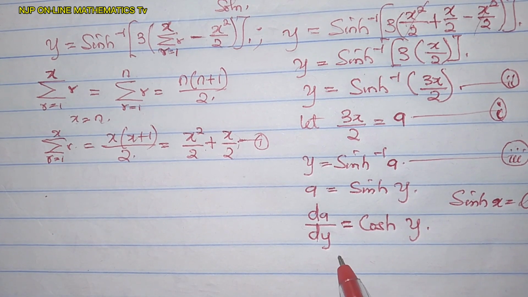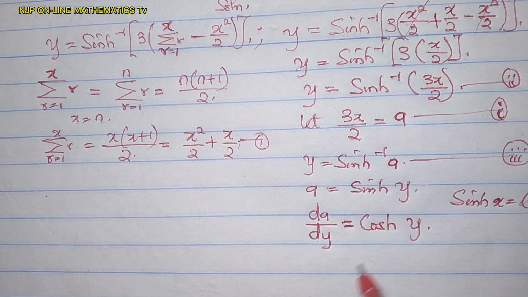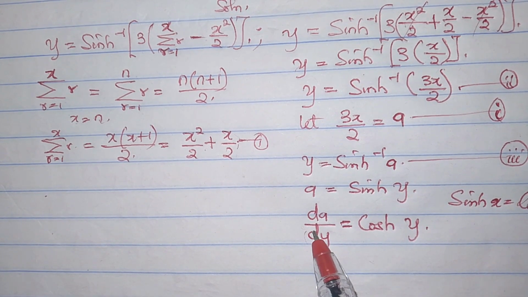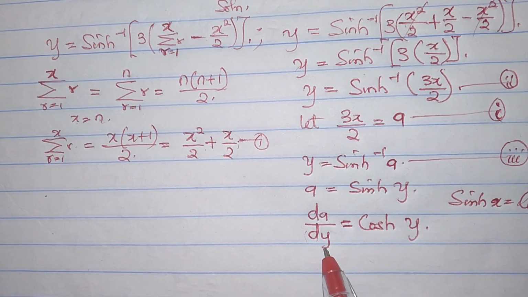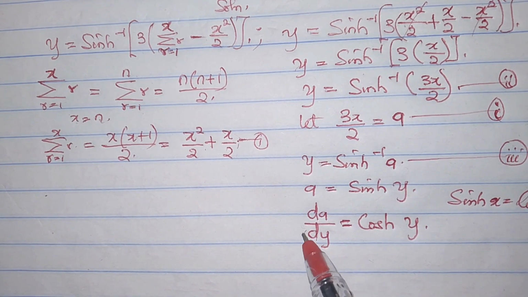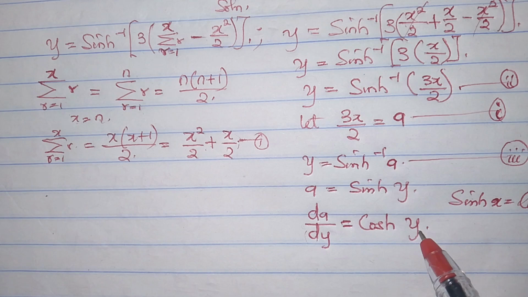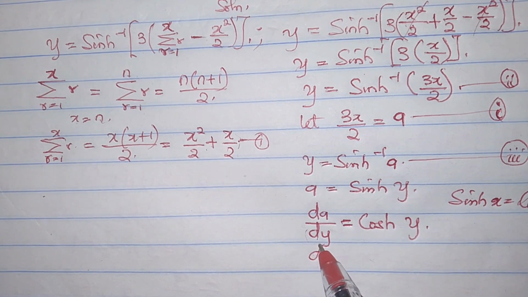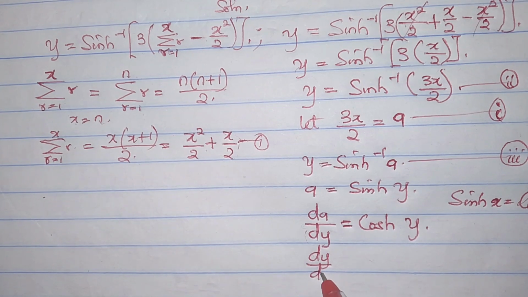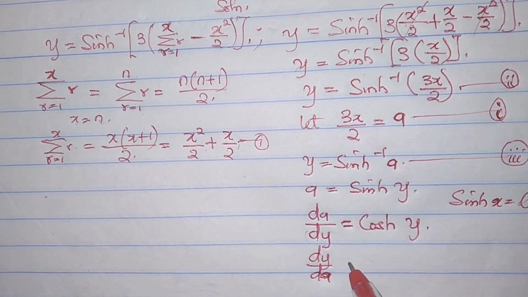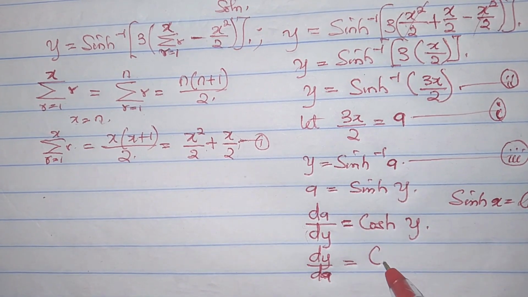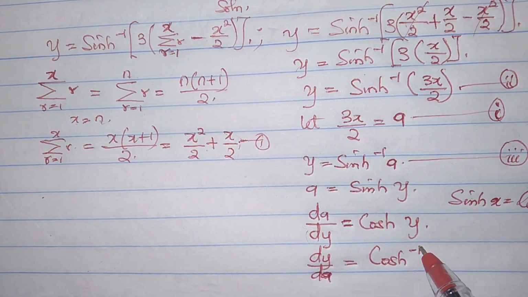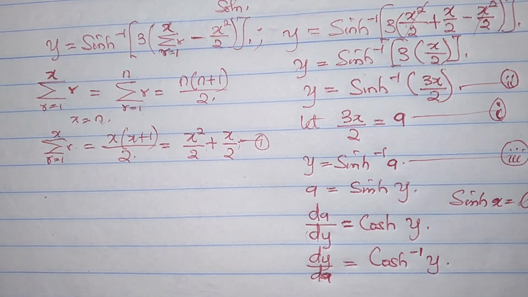So now that we have cos y for this, and we are asked to find dy over dx, that means the dy here must be the numerator. So for us to turn this to be the numerator, we have to take the inverse of both sides, the reciprocal, that is dy over dA equals the inverse of cosine y.